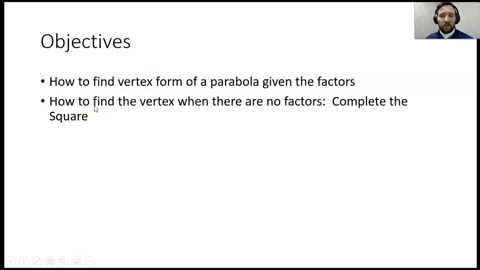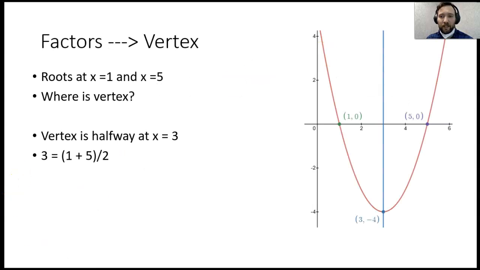And the second thing we'll be doing is, if you're not given the factors of a quadratic, you could still find the vertex, but it's a little bit harder, and that's where this technique of completing the square comes in. So completing the square allows us to find the vertex of a quadratic when we maybe don't know what the factors are already. So let's look at some examples to clarify everything here.